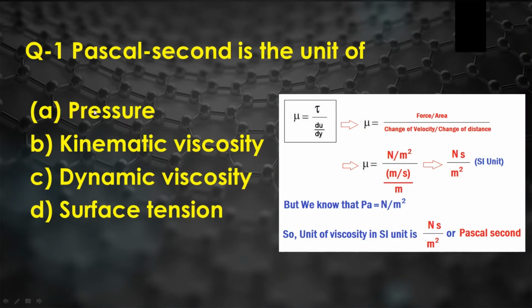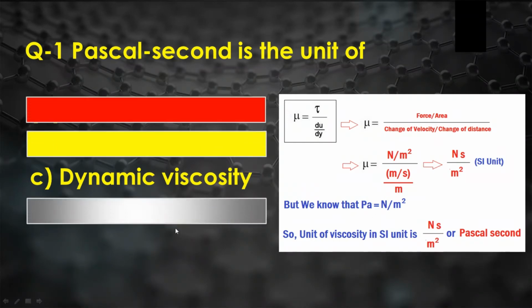So here the right answer is option C, dynamic viscosity. We already derived that the unit of dynamic viscosity is Newton second per meter square or Pascal second. So the right answer is option C, dynamic viscosity.